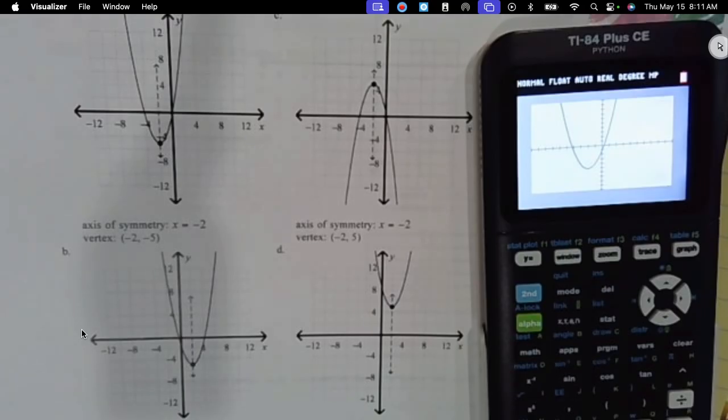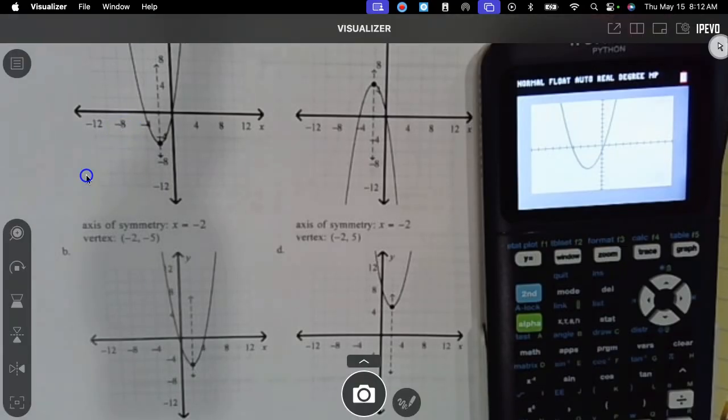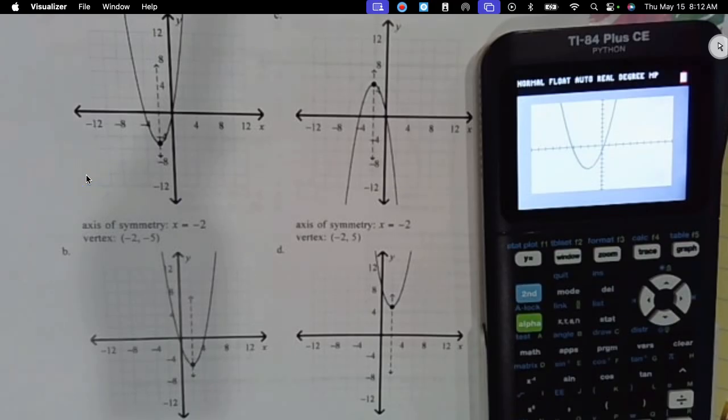But it looks like my vertex is in the bottom left corner. So is that in the bottom left corner? No. Is that one in the bottom left corner? Could be that one. Is that in the bottom left corner? No. Is that in the bottom left corner? No. Easy as pie. Look, that's our answer. We didn't have to do anything. Okay? But the axis of symmetry is at -2. And that is the vertex, -2, -5.